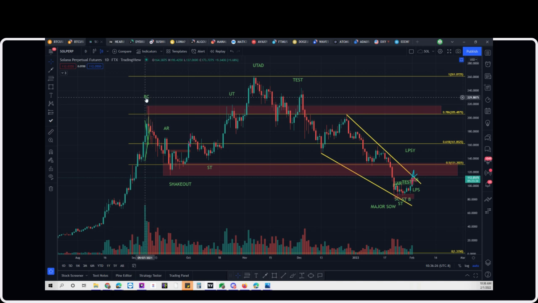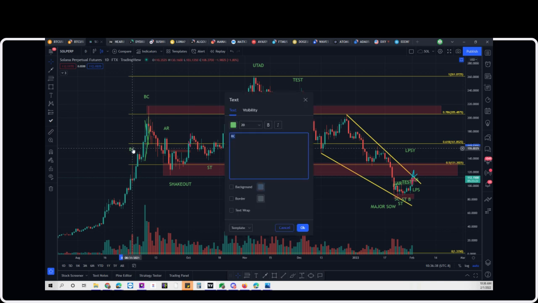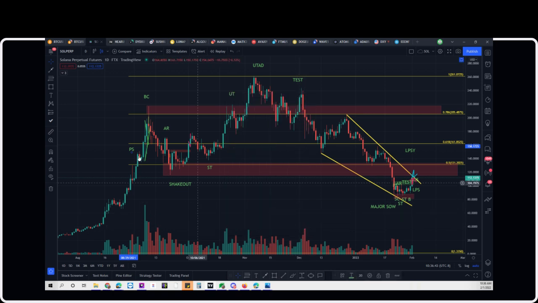But BC is buying climax. We drop down to what some would consider PS, as possible support, or there's other ways to label this area. You get a reaction down to that level, a pullback, and then the automatic reaction back up, and then you get a shakeout, which acts as kind of an early spring.